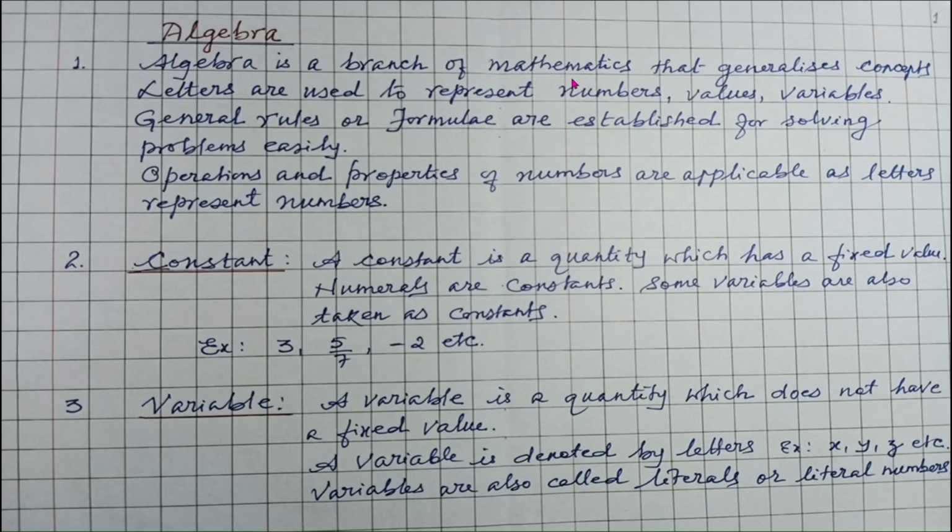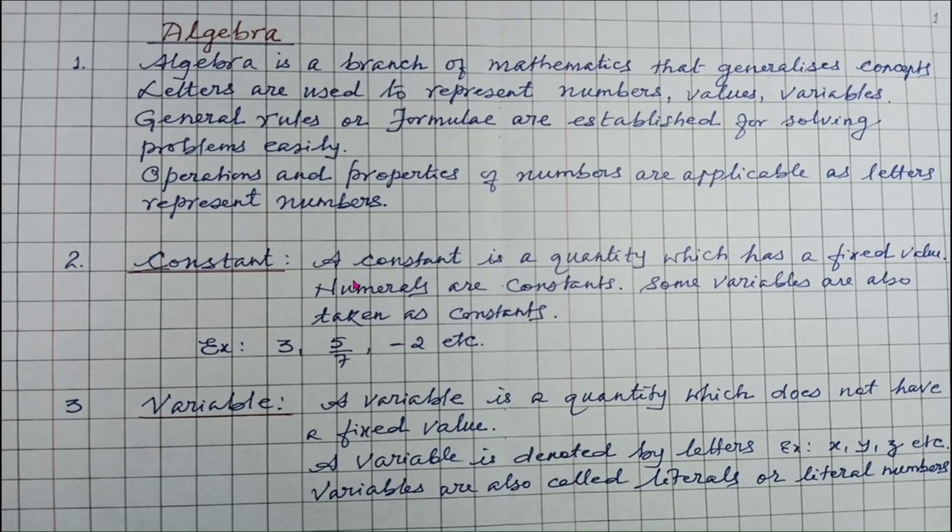Now, algebra is a branch of mathematics that generalizes mathematical concepts. Letters are used to represent numbers, values, and variables. General rules or formulae are established for solving different problems in mathematics, and of course easily. Operations and properties of numbers are applicable. We have different fundamental operations, so they are also applicable in algebra, and the properties of numbers are applicable as letters in algebra represent numbers.